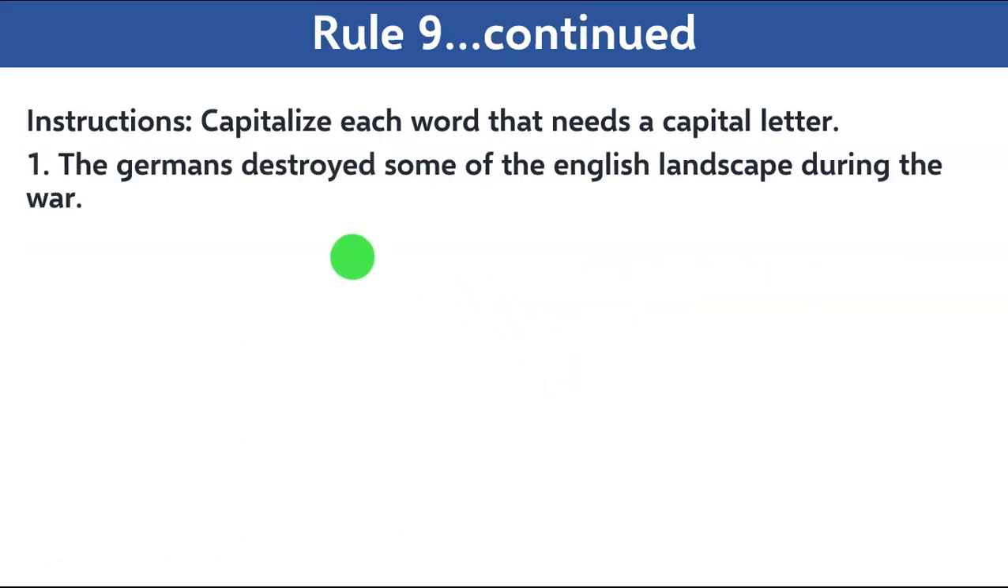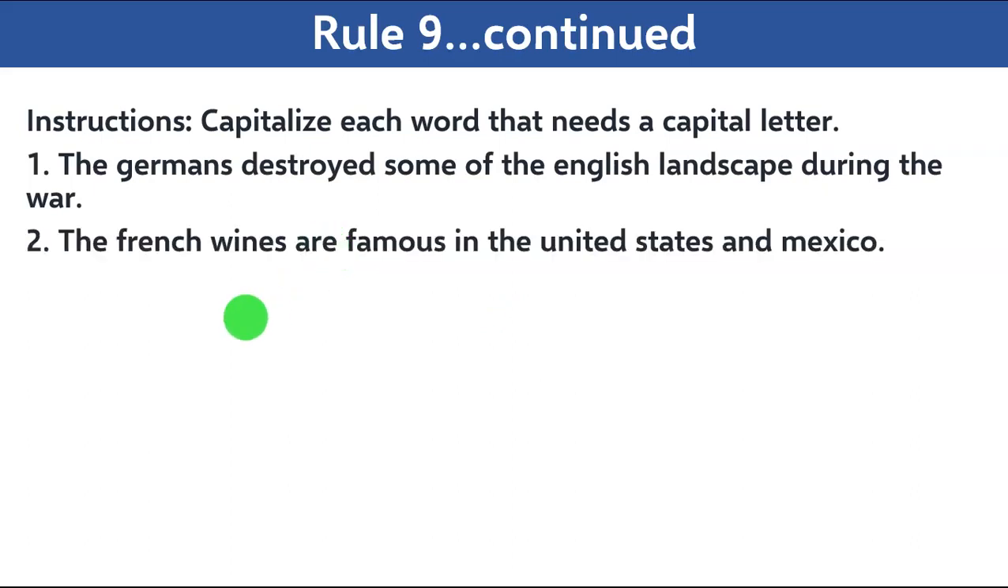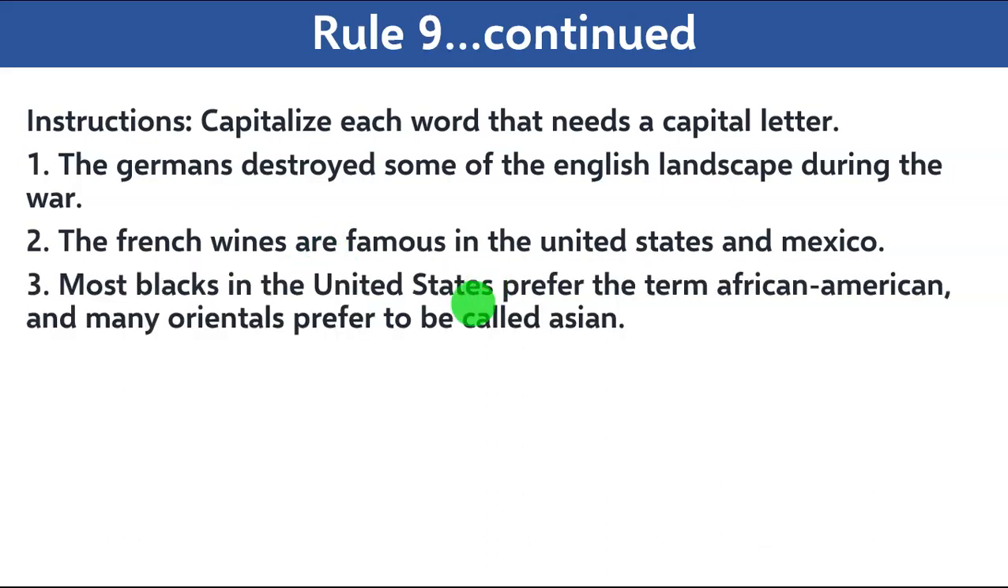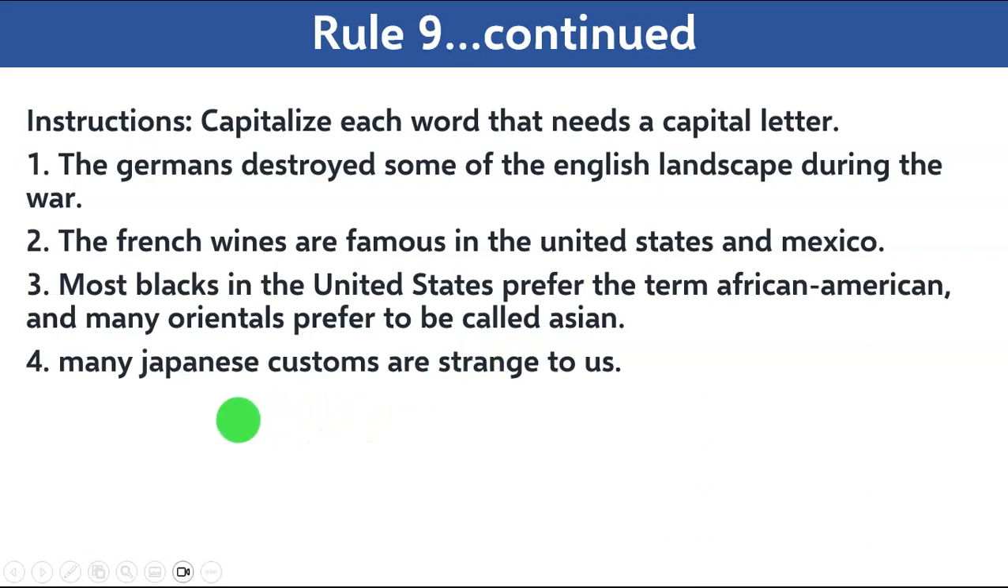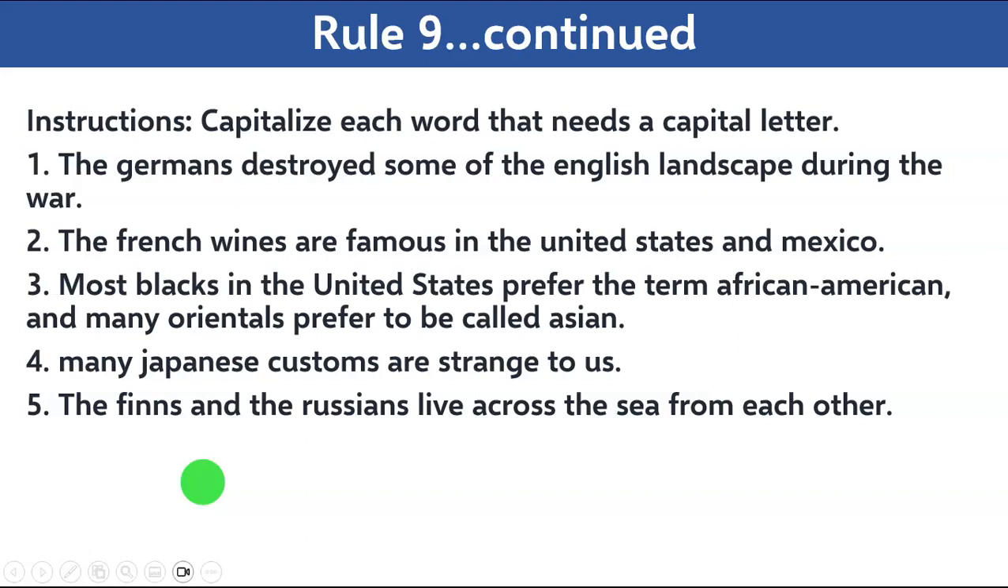First question: the Germans destroyed some of the English landscape during the war. 2, the French wines are famous in the United States and Mexico. 3, most blacks in the United States prefer the term African American, and many Orientals prefer to be called Asian. Number 4, many Japanese customs are strange to us. Number 5, the Finns and the Russians live across the sea from each other. All right, now given rule number 9, your time starts now.